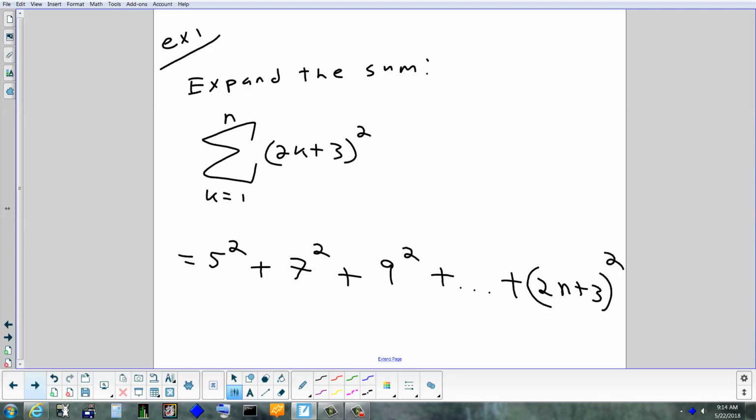You'll know when it's infinite because in place of the n, you'll have the infinity symbol. And if that was in this problem, I would put a dot, dot, dot at the end. Okay, but we're not going to look at that today. Questions on that?